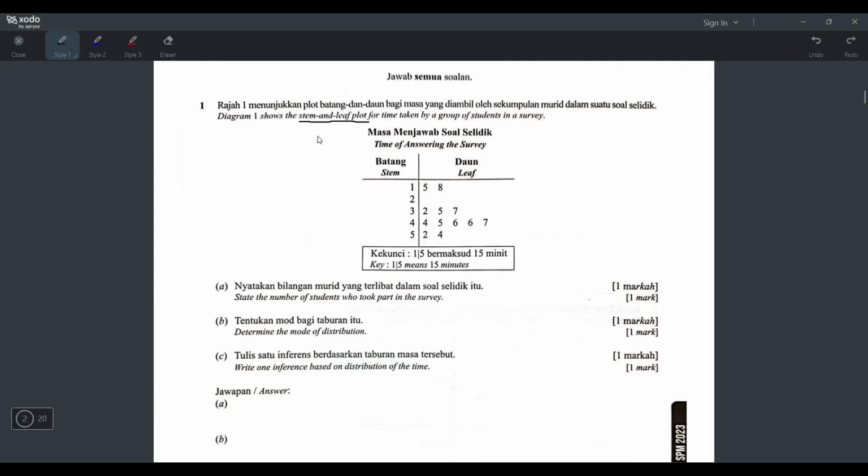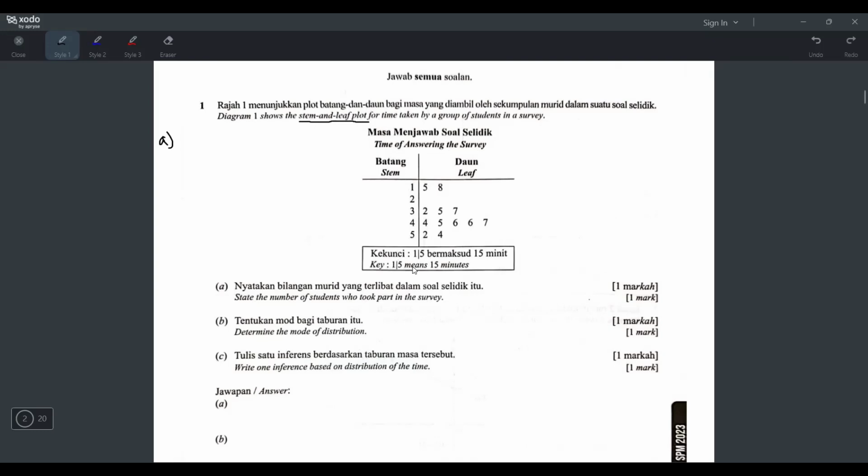Okay, so they give you the stem and leaf plot here. And we can look at the key here. So the key says 1 line 5 means 15 minutes. Okay, so these are all data pasal time of answering the survey. Okay, so now let's do A. State the number of students who took part in the survey. Nyatakan bilangan murid yang terlibat dalam soal selidik itu.